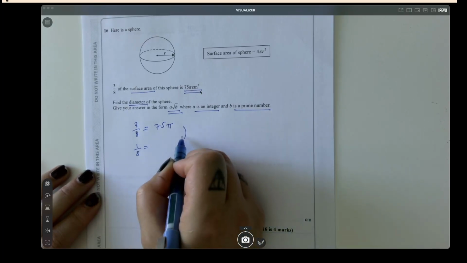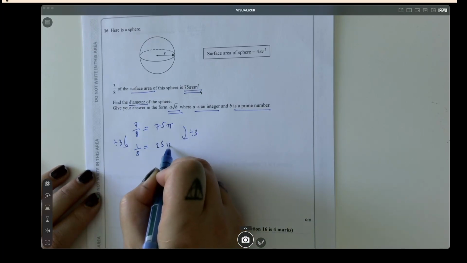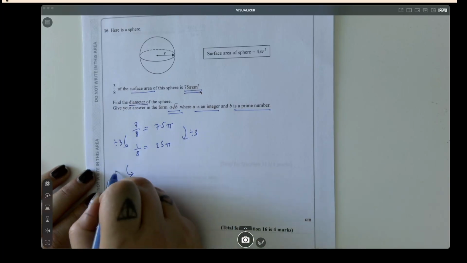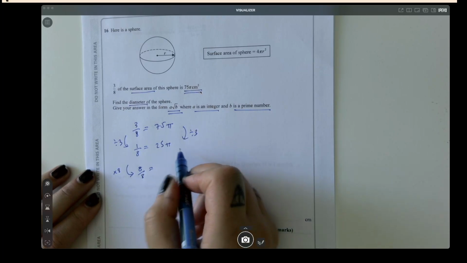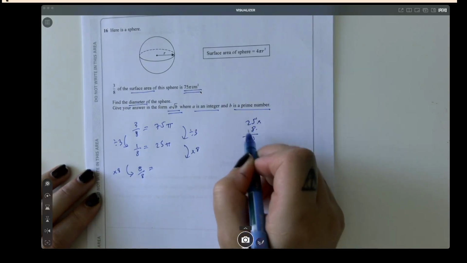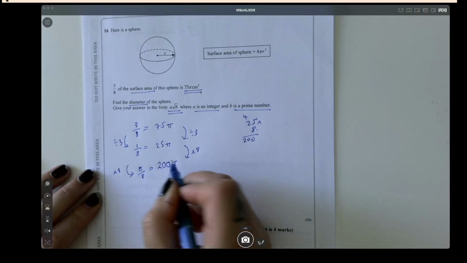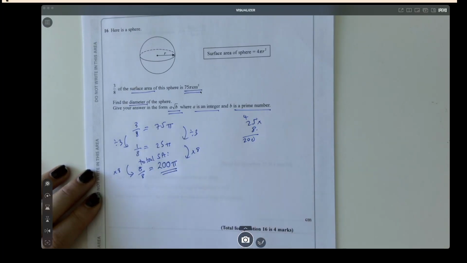1/8 would be divided by 3, which is 25 pi. So the whole surface area, times by 8, because I'm working in 8, so 8/8, which is the whole thing. 25 times 8, 8 times 5, 40, 200. So the total surface area is 200 pi.